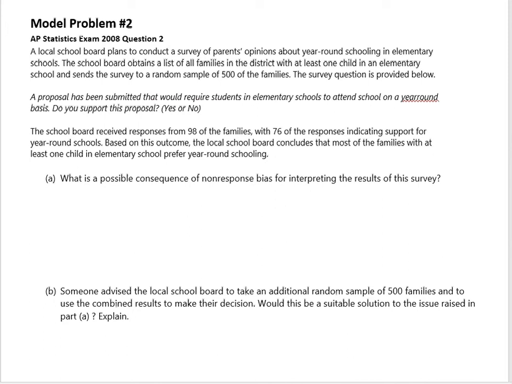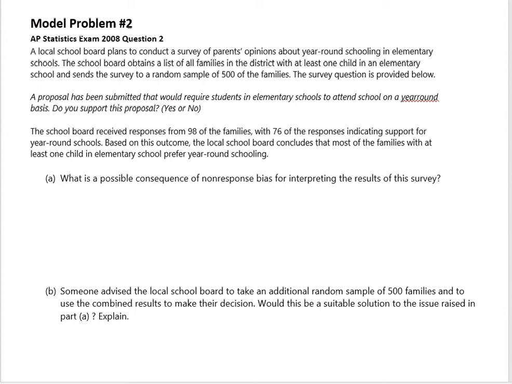The school board received responses from 98 families, with 76 of the responses indicating support for year-round schools. Based on this outcome, the local school board concludes that most families with at least one child in elementary school would prefer year-round schooling. So if we were going to run some sort of test, we would find a p-hat and then use that p-hat to run a 1 proportion z-test. That's, however, not what they're asking us to do. They want us to weigh in on whether this is a good study design. So what is a possible consequence of non-response bias for interpreting the results of the survey?